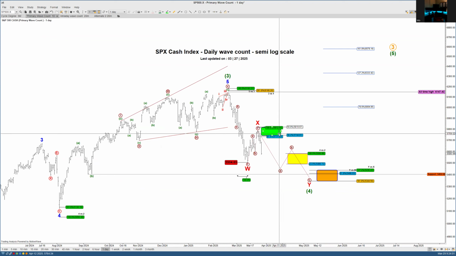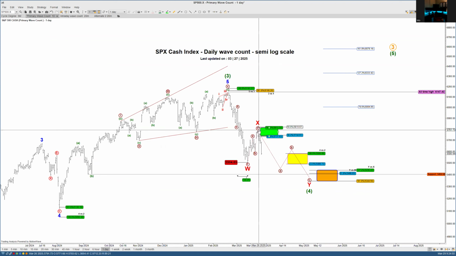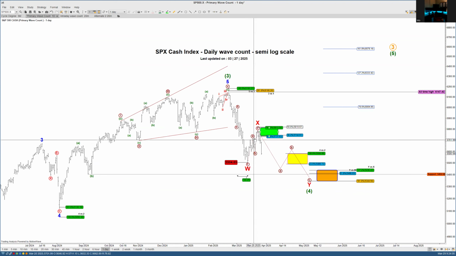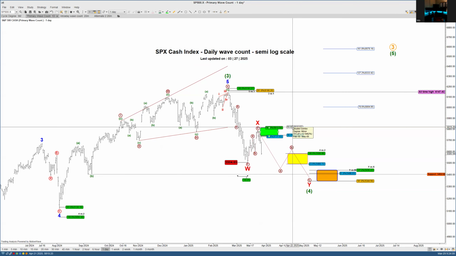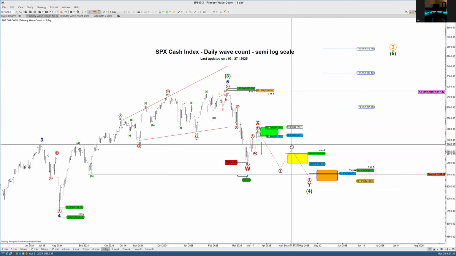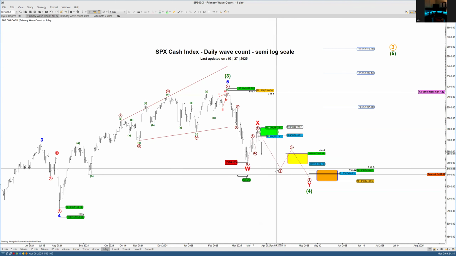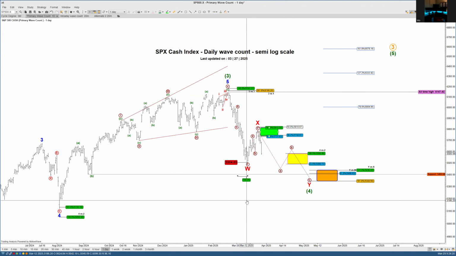If this is all of X, yeah, it is acceptable, of course. X normally retraces close to the 50% retracement anyway, just like a B wave. And then that's why I drew these two zones.